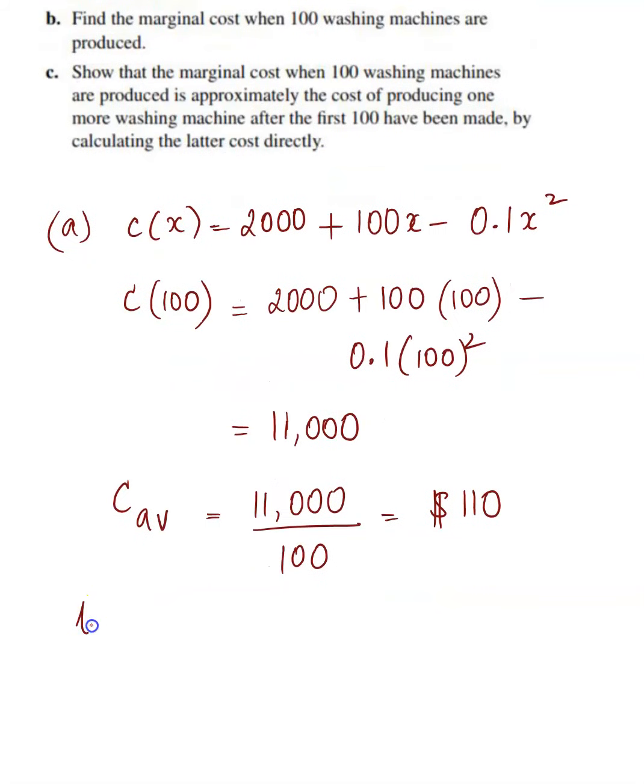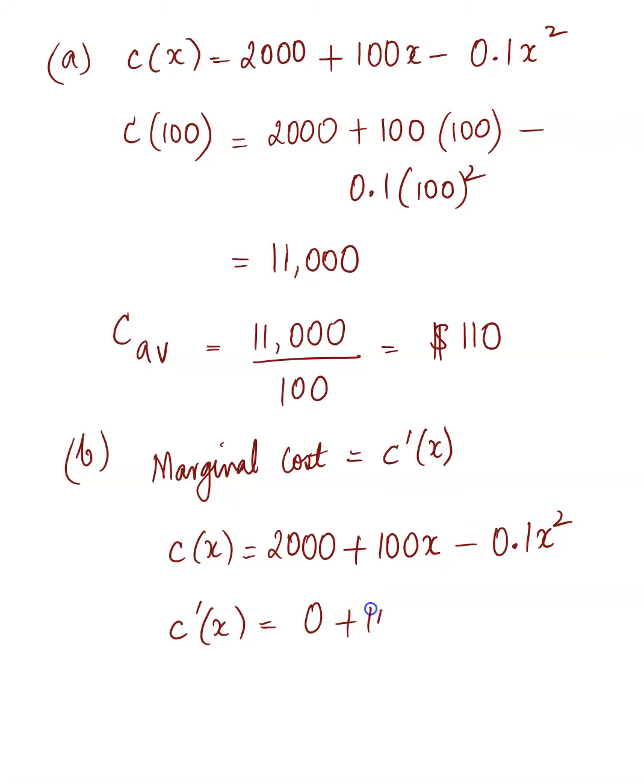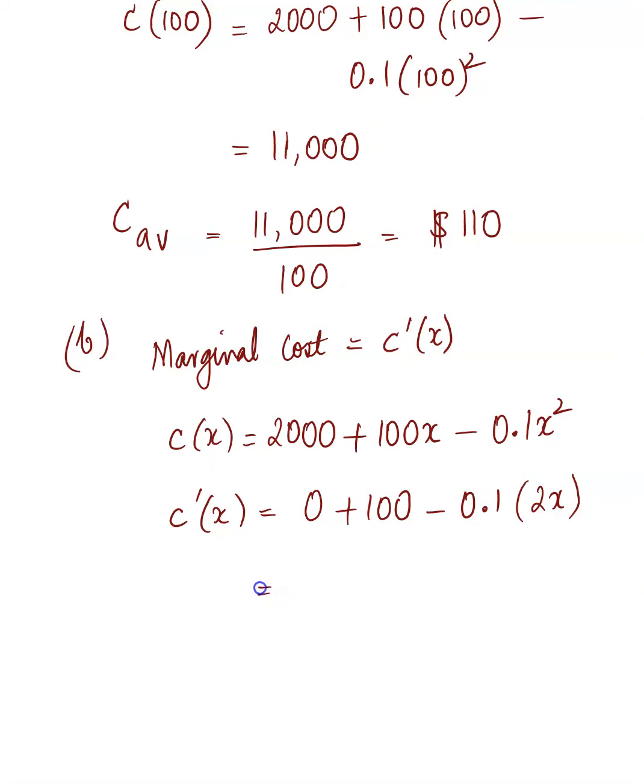Okay, part B is to find the marginal cost. And we know that marginal cost is C prime of x, right? So one more time, let's write C of x. C prime of x, the derivative of this, would be 0 plus 100 minus 0.1 times 2x. That's basically 100 minus 0.2x, C prime of x.